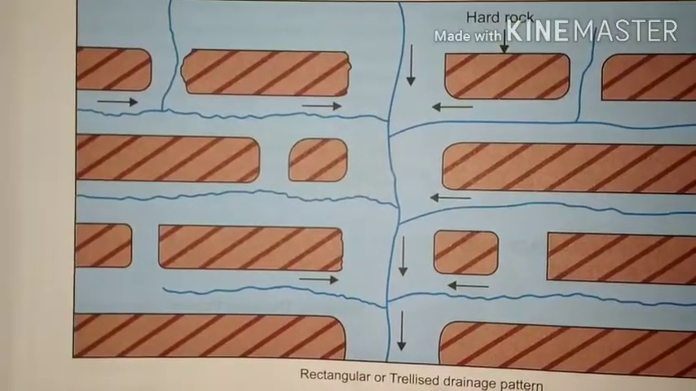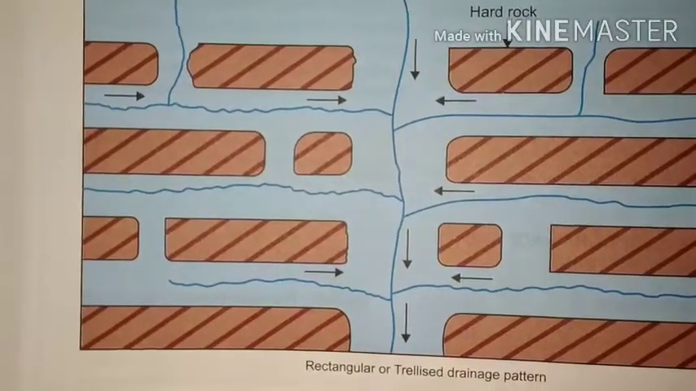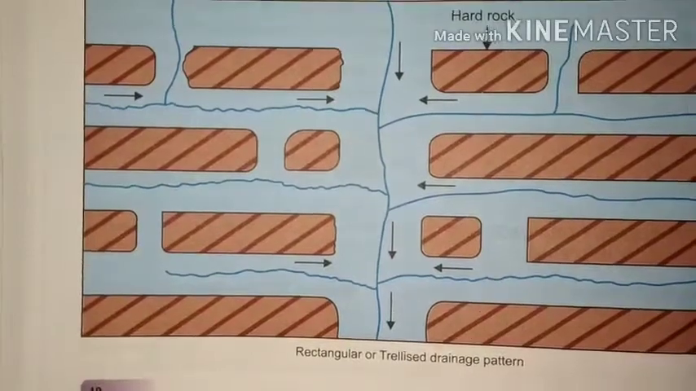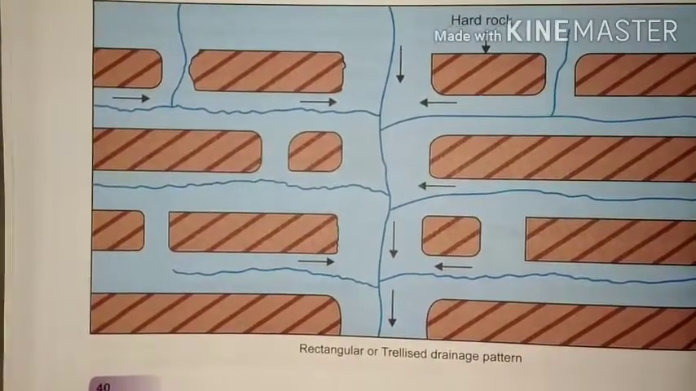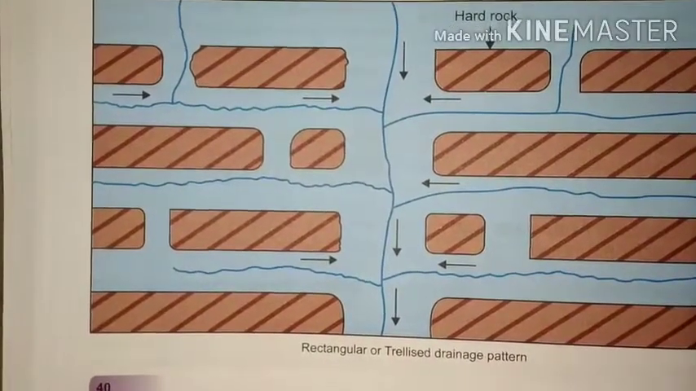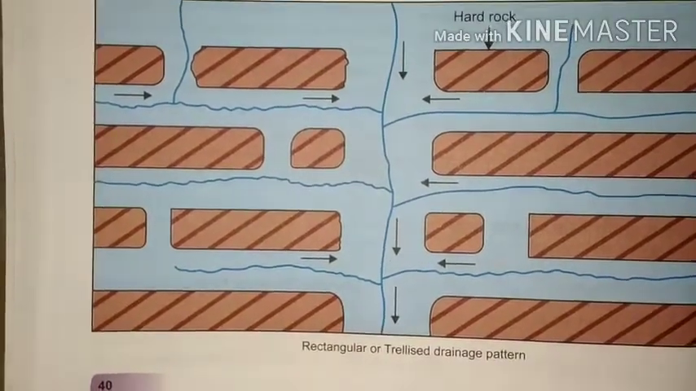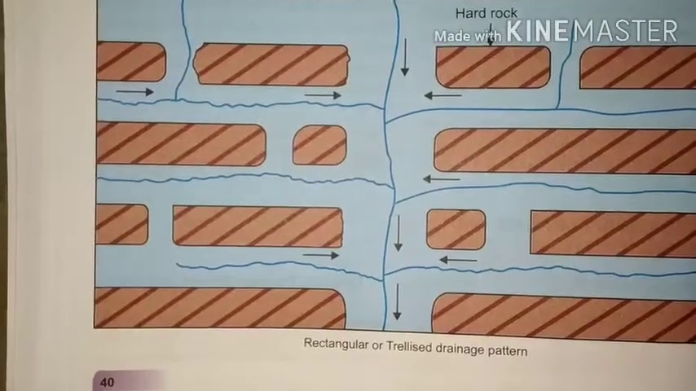Now see this figure. You can see hard rock, then soft rock, then hard rock, then soft rock. So alternate hard rock and soft rocks are there, and the river is flowing there. The streams are flowing, so it is easy for that stream to erode wherever soft rocks are there, and in hard rock, there is no erosion.